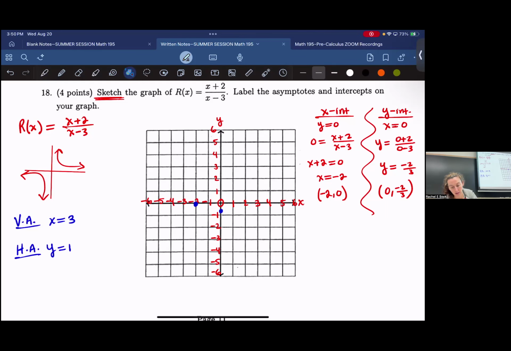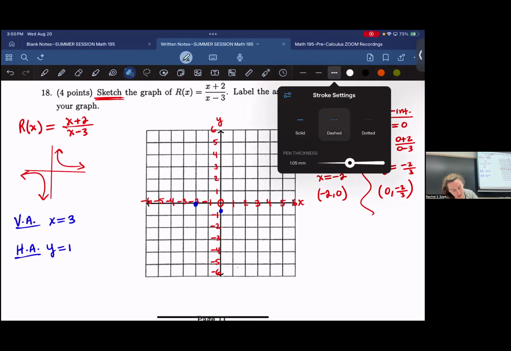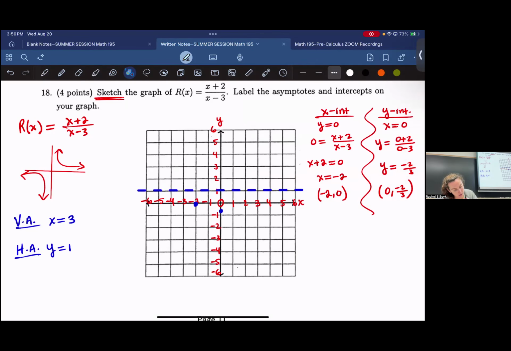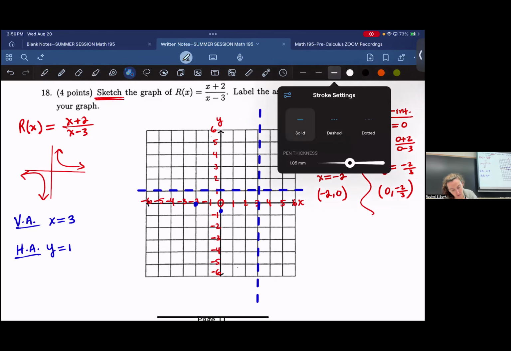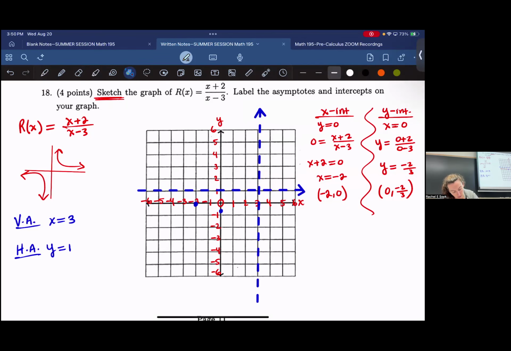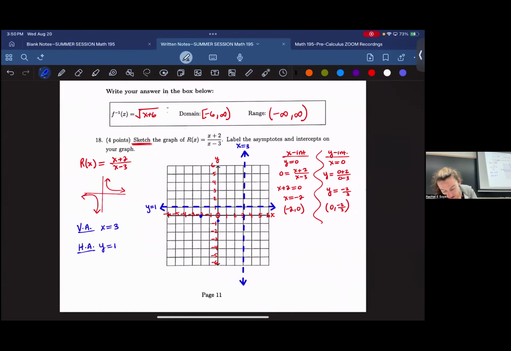And let's graph that. So y equals 1. I'm going to put those as dashed. And then x is equal to 3. You have to label them. Make sure you get that full credit. So x equals 3, y equals 1. And now, again, it's a sketch, so we can just sketch it out at this point.